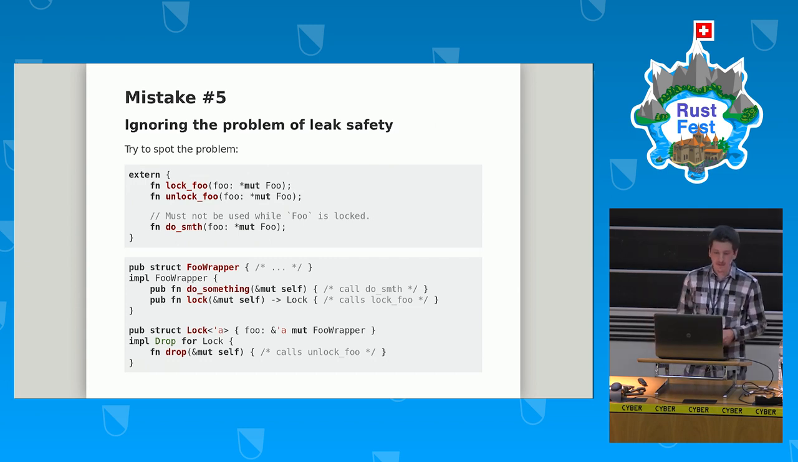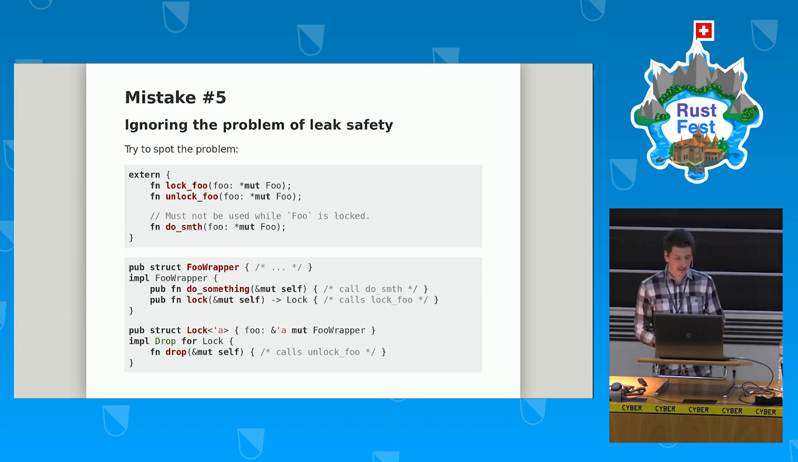Mistake number five. Ignoring the problem of leak safety. And we're going to play a little game, try to spot the problem. So from here on, it's going to get a bit trickier. So we have a C API represented by the extern block. The C API provides an object named foo, which I didn't show here for the sake of being brief. And there are three functions.